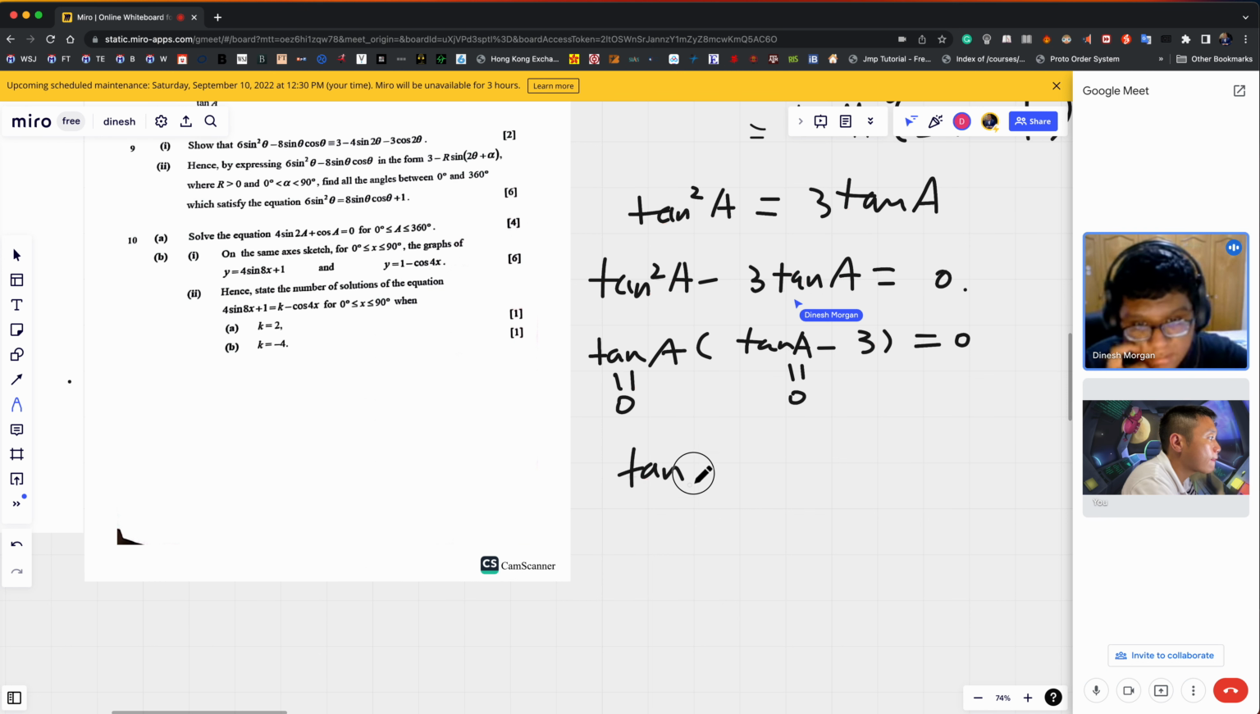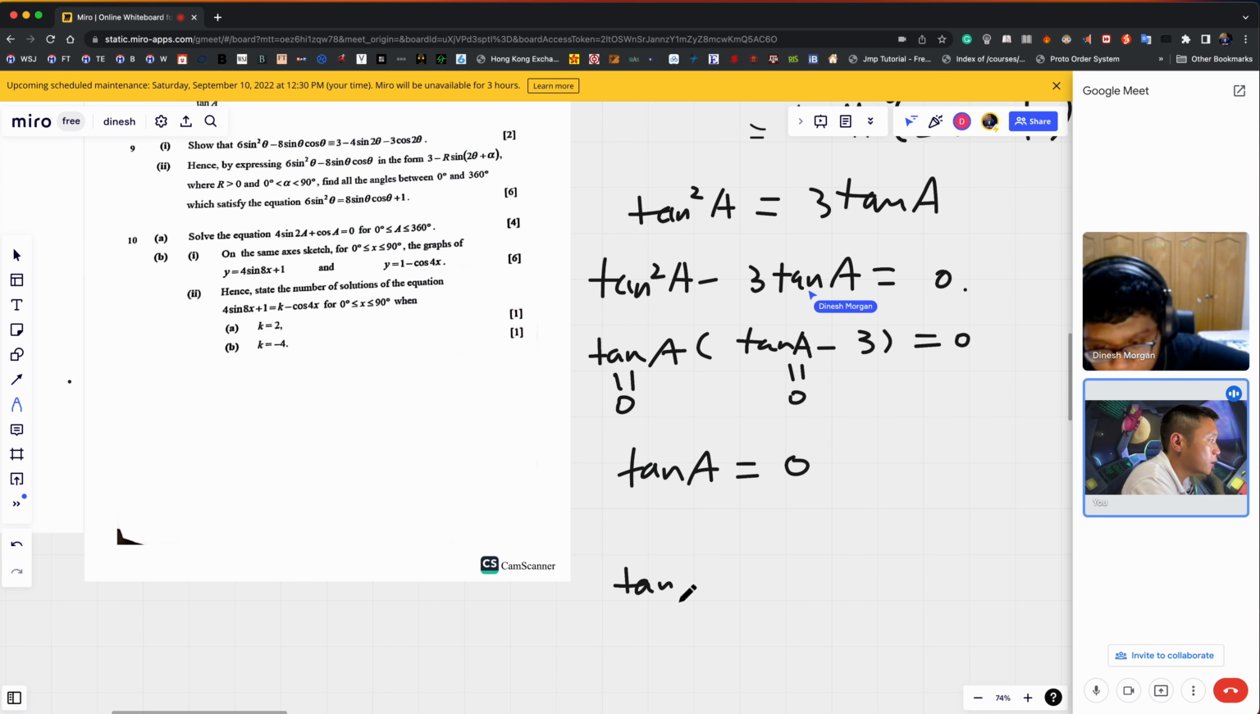Oh wait, I thought they wanted me to prove. Okay, never mind. So tangent A is equal to 3, right?